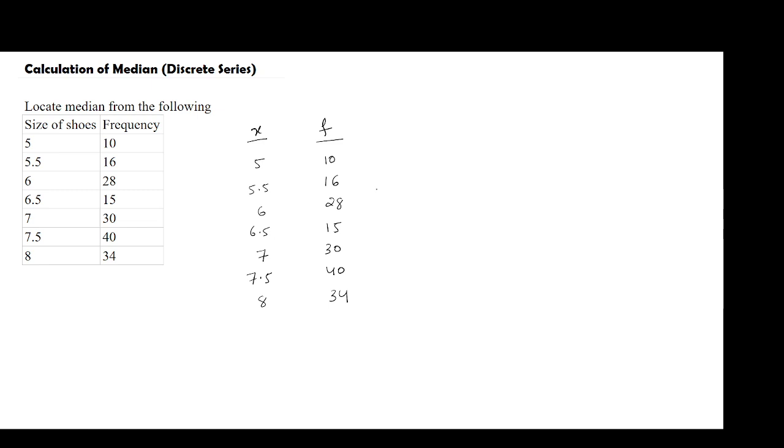This is case number 2, and we know how to solve it. The formula is: cumulative frequency greater than capital N plus 1 divided by 2. To calculate this, we need capital N, which is the total of the frequency. Adding all these values, 10 plus 16 plus 28 plus 15 plus 30 plus 40 plus 34, the total is 173.